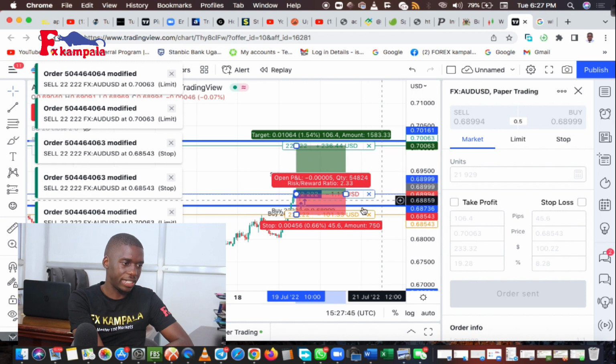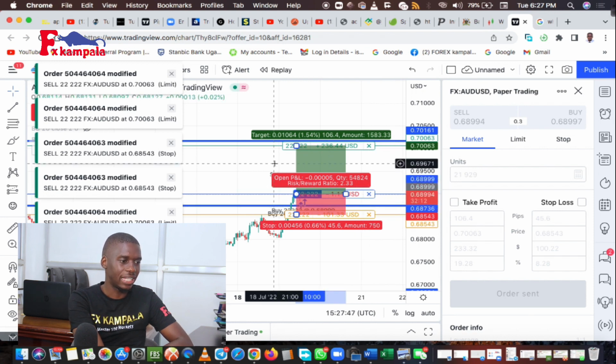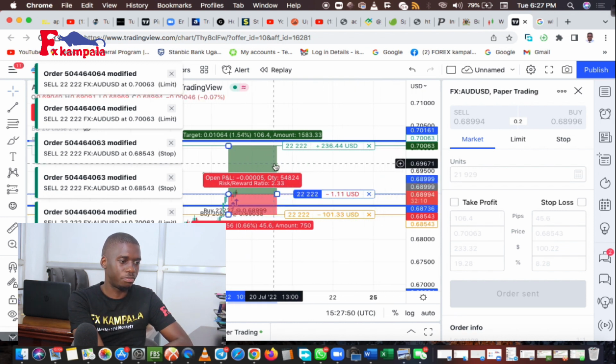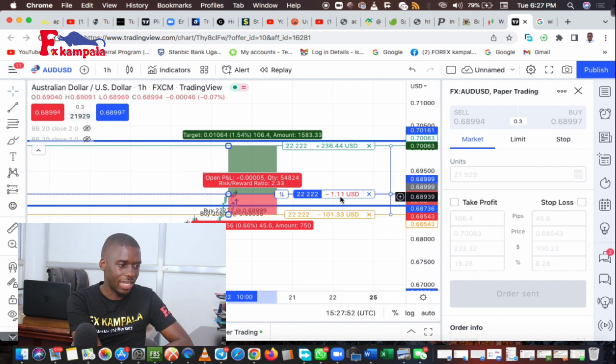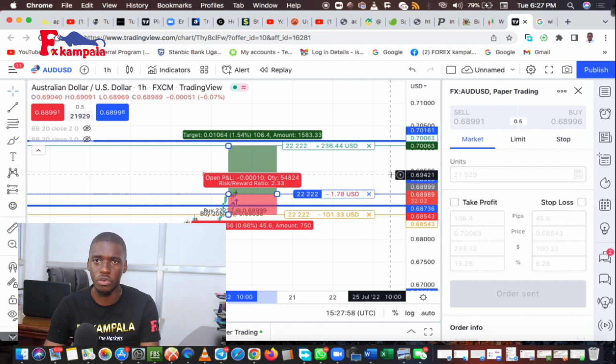So like apparently this order has entered. If I probably just remove this, you see it has entered at market price. Our stop loss is this, and our take profit is that. So that's how we trade on TradingView. So for those that really have been asking whether it is possible for someone to trade on TradingView, yes, it is possible, and you can trade on TradingView.